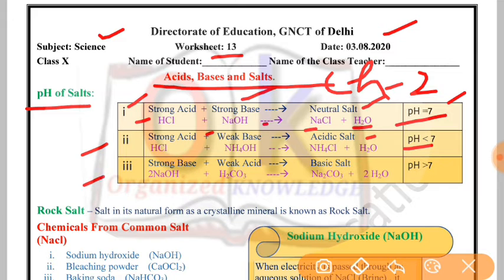Now in the third case, if the strong base is NaOH and the weak acid is carbonic acid, then the salt will be a basic salt, because here the base is strong. There will be the formation of sodium carbonate and water, and pH will be greater than 7.